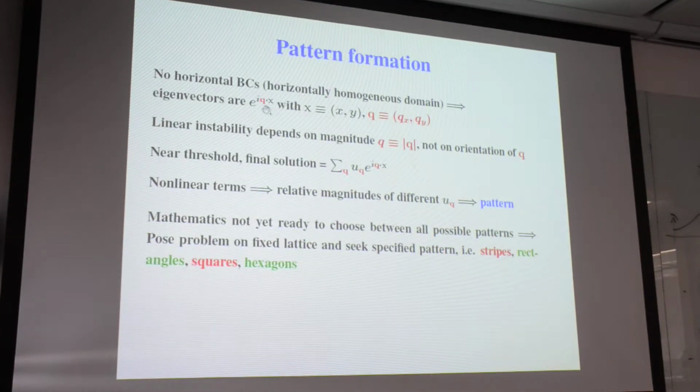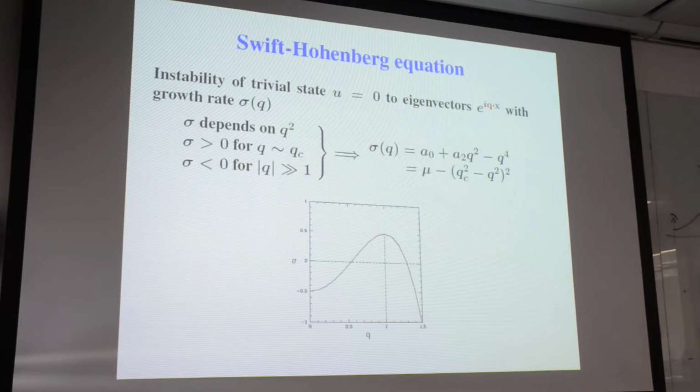Here I've written Q instead of K. Everything we did with linear instability was dependent on the magnitude of Q. Now, the nonlinear terms, the relative sizes of the different u_q's, will give you the pattern. The mathematics is not yet ready to just tell you what the pattern is based on what the equations are. It's still a growing field. So let's give examples of all of this.